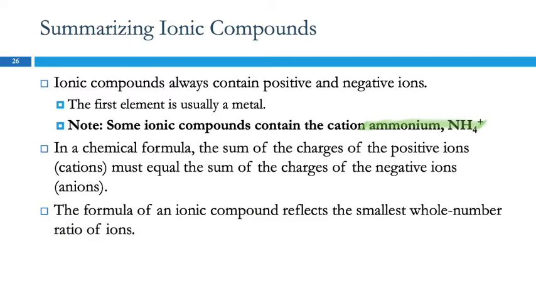So we need the sum of the positive charges and the sum of the negative charges to add up to 0, so we have a neutral compound. And the formula for ionic compounds is always going to be an empirical formula, the smallest whole number ratio.